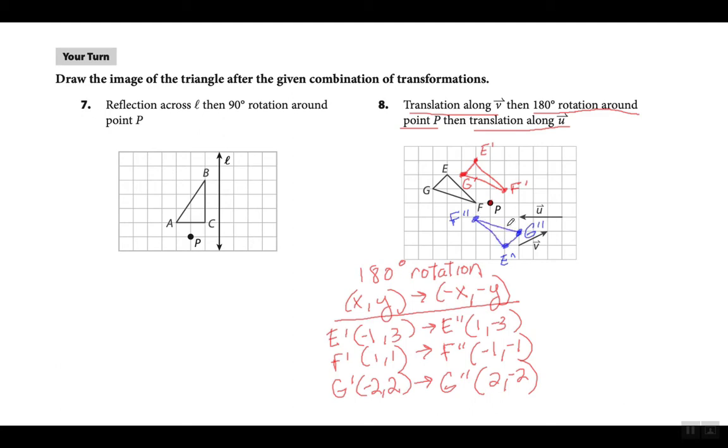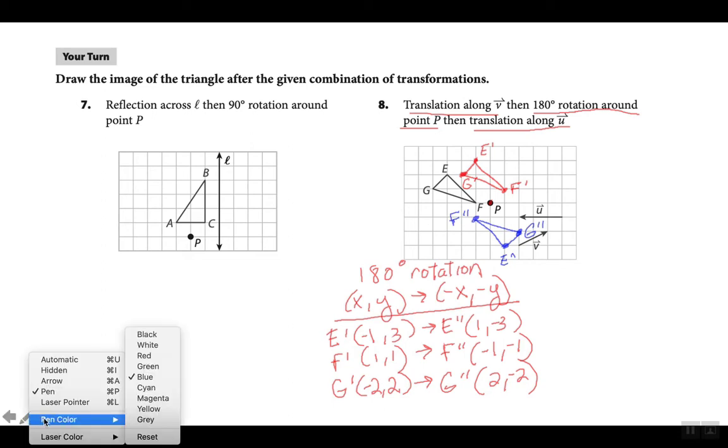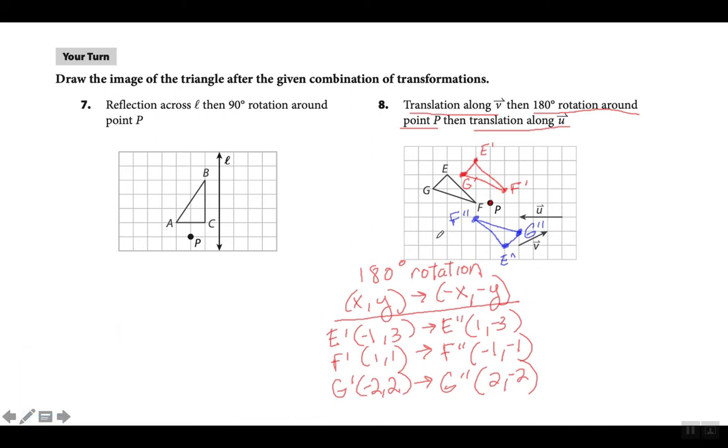Okay, and the last step is a translation along vector u. All right, so vector u is telling us to just move the figure 3 units to the left. We're not moving it up or down, just horizontally to the left. So if I move all 3 of these points 3 units to the left, F triple prime would be right here. G triple prime would be 1, 2, 3 right here. And E triple prime would be 1, 2, 3. And that will be my final answer.